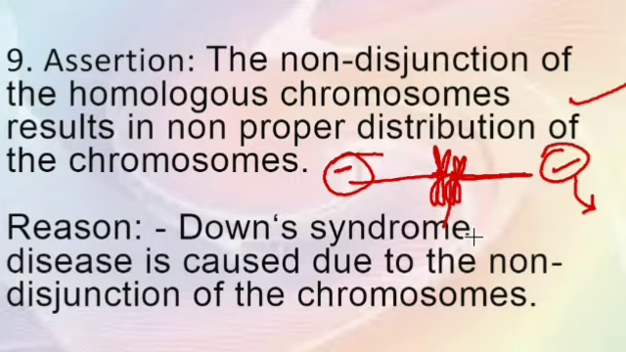Down syndrome is caused due to non-disjunction of the chromosome. Correct. Non-disjunction of an autosomal chromosome, that is the 21st chromosome, can lead to Down syndrome. This is also correct. So we can say here also option A is the answer.